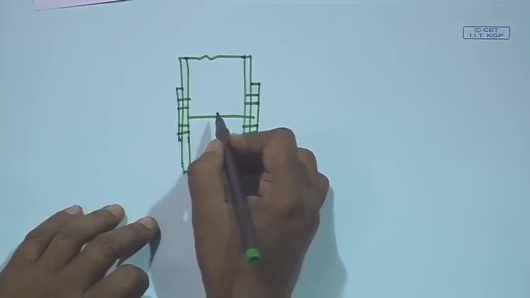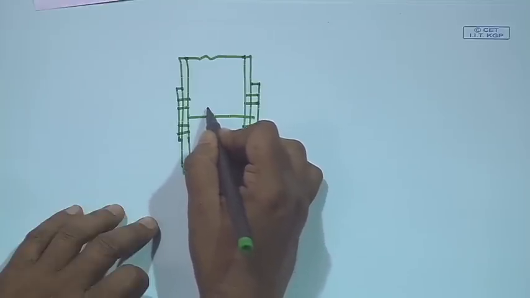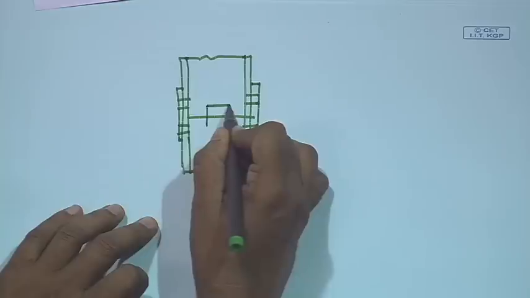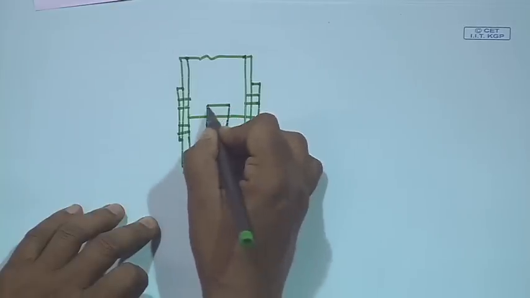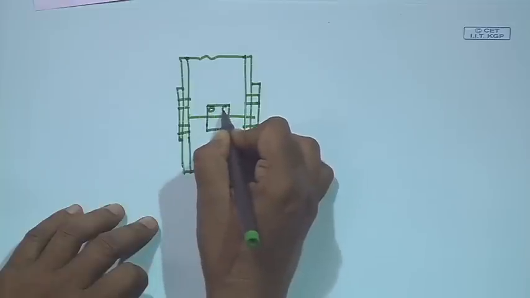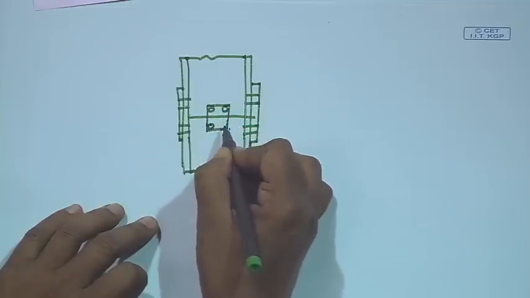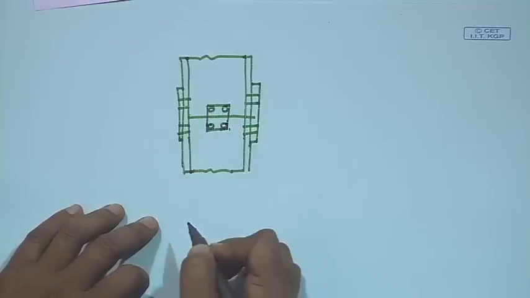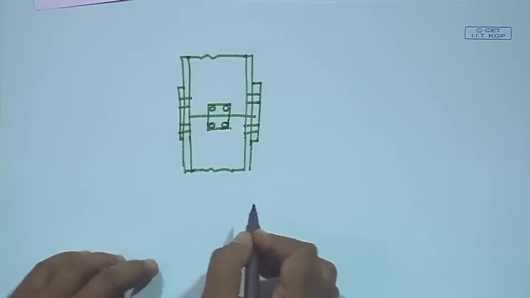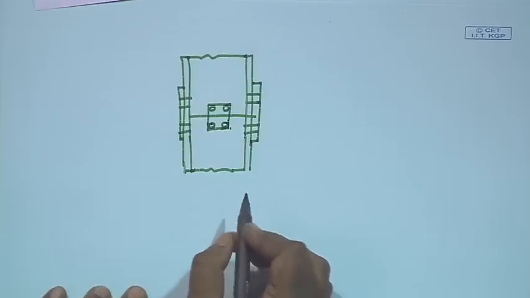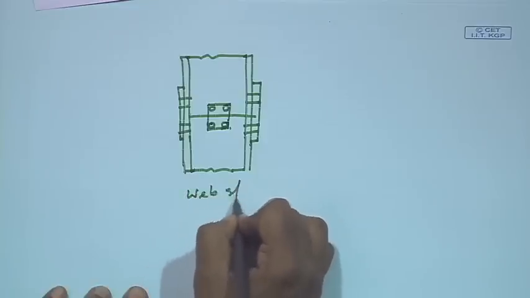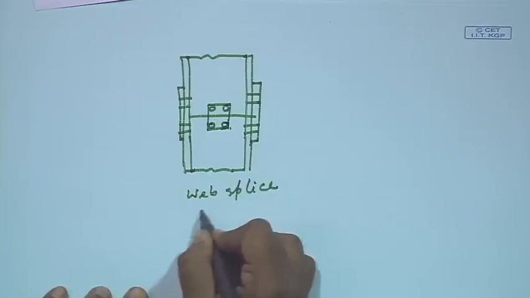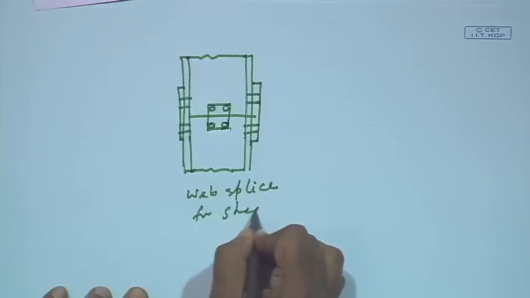So, in case of web splice for shear, we need to provide some plate here, right. Now I need to know what will be the dimension of the plate, and what will be the number of bolts required to withstand a certain shear force. So, this is basically web splice for shear.